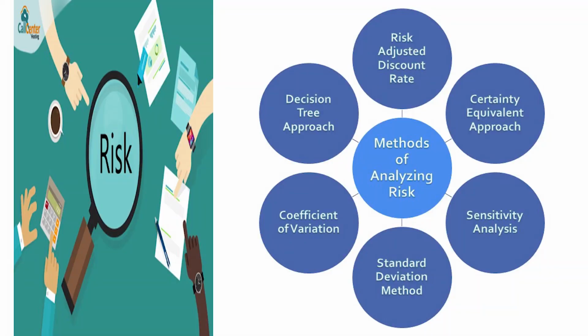Therefore, it is very essential for investors to analyze what all risks are happening in the firm and outside the firm before they put their whole money into a particular investment. Now, the financiers of various countries all around the world have come across various methods of analyzing these risks. Some of these methods are the risk-adjusted discount rate, the certainty equivalent approach, the sensitivity analysis, the standard deviation method, the coefficient of variation, and the decision tree approach. And I will be basically focusing on the certainty equivalent approach.